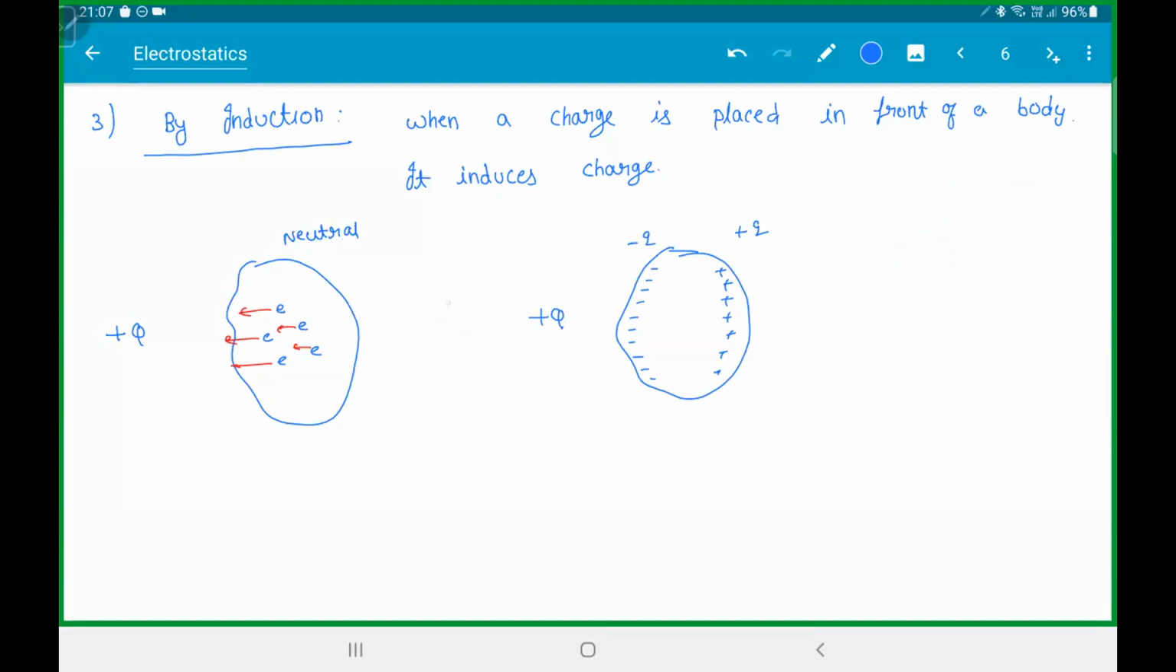Right? And something interesting happens. If you look at this plus Q and minus Q, they're closer compared to plus Q and plus Q. So what will happen? The bodies attract now. Even if you put a charge in front of a neutral body, it attracts, since the opposite charges are closer compared to the like charges.